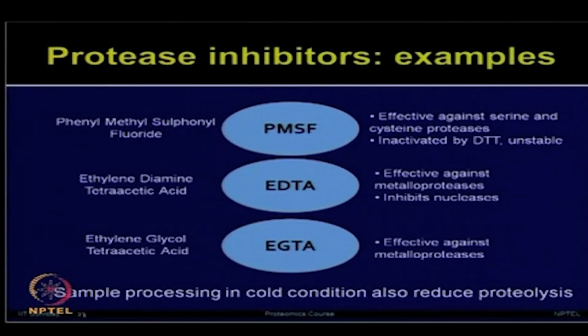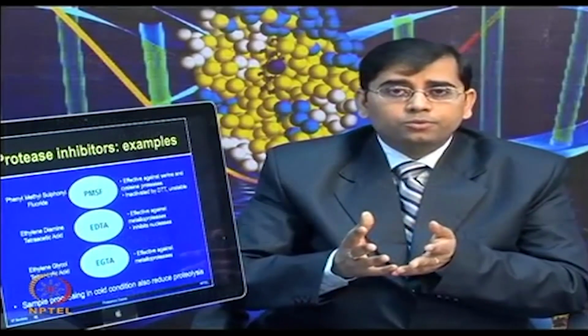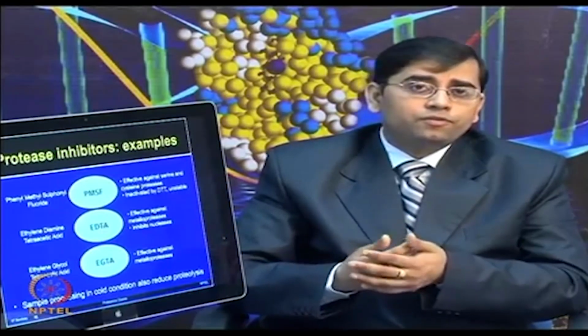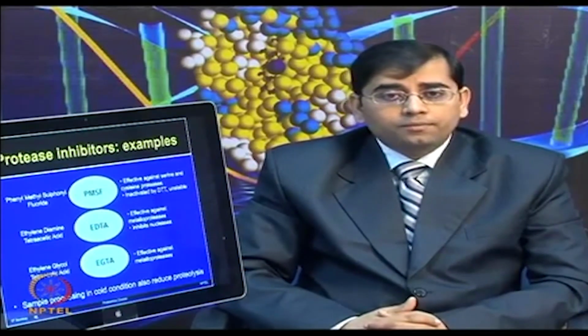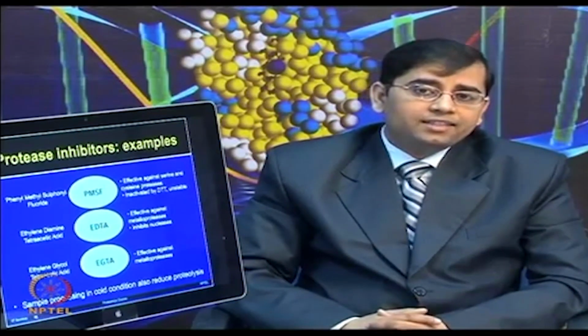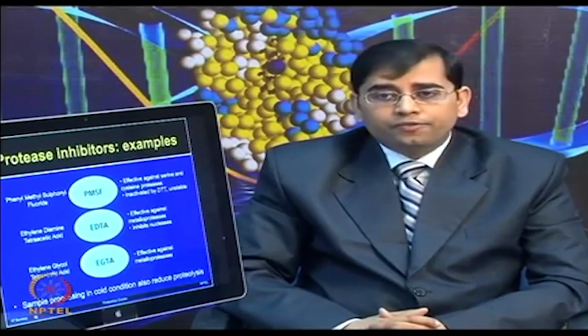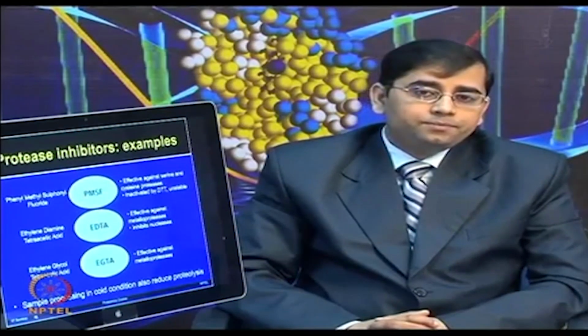EDTA, ethylenediaminetetraacetic acid. It is effective specifically against metalloproteases. It inhibits nucleases as well. So, EDTA can serve both purposes of protecting from proteolysis and also partial inhibition of nuclease activity. EGTA, or ethylene glycol tetraacetic acid, is also effective against metalloproteases.